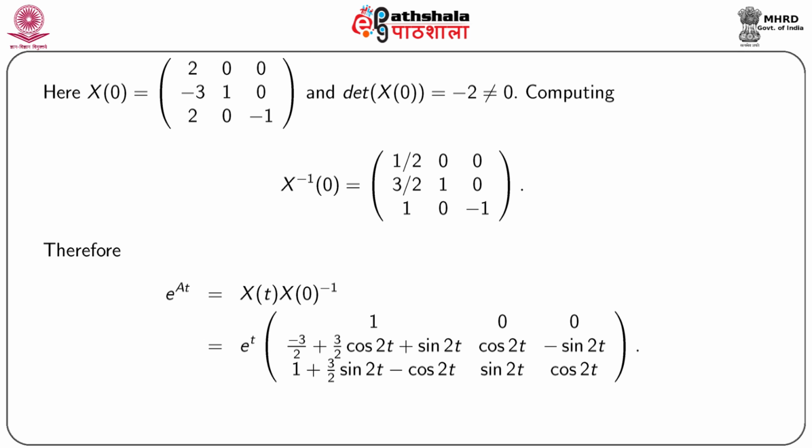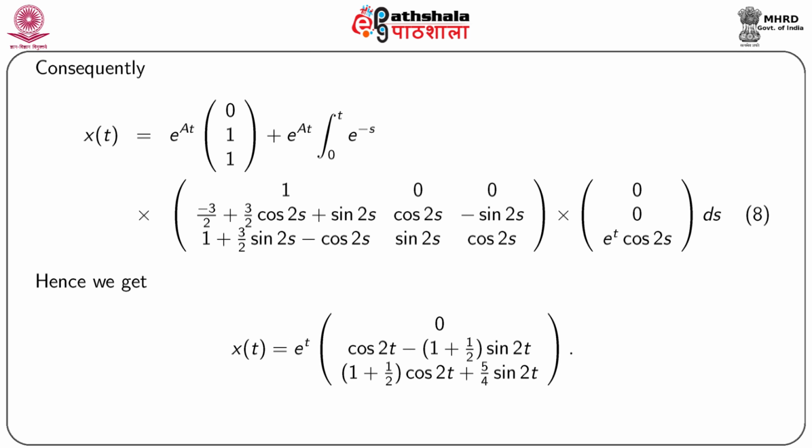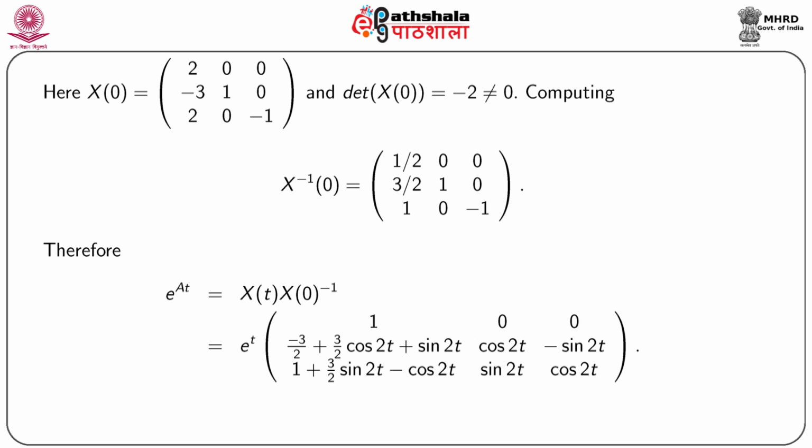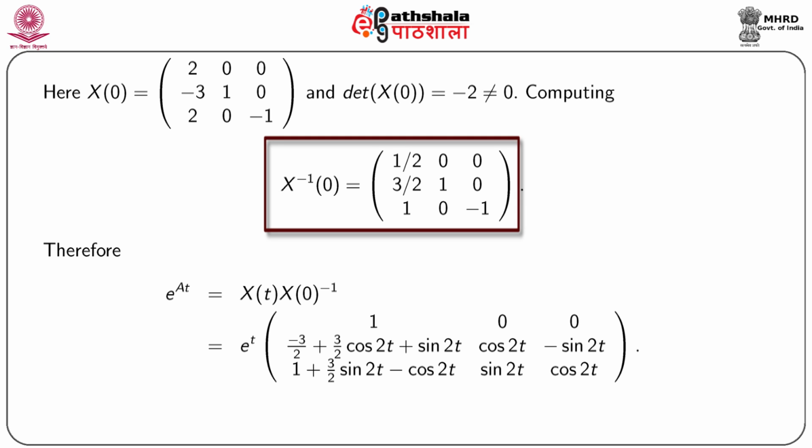Please note, you can easily calculate this X(0) by putting t equal to 0 in this matrix, and if you do that you will get this result. It can also be easily seen that the determinant of X(0) is equal to -2, which is not equal to 0, and hence we can calculate the inverse of X(0), which is equal to half times the matrix (1, 0, 0), (3/2, 1, 0), (1, 0, -1).